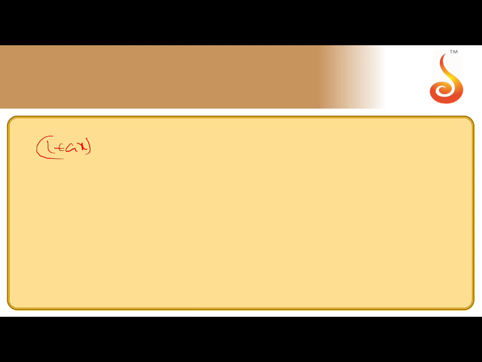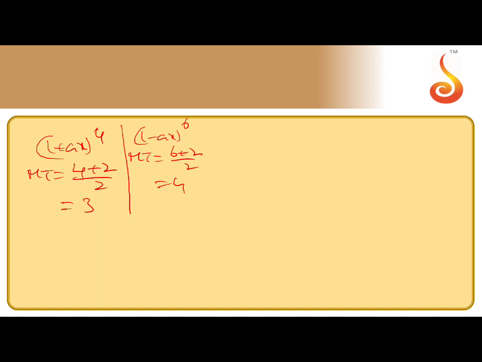The first expansion is (1 + x) to the power 4. So the middle term will be the (4 + 2)/2 term, which means the third term is the middle term. If you take (1 − ax) to the power 6, the middle term is the (6 + 2)/2 term, which means the fourth term is the middle term.